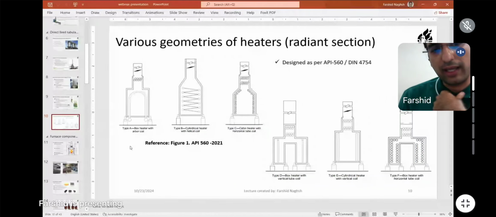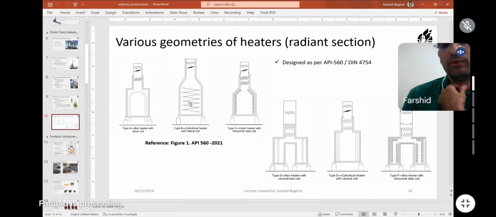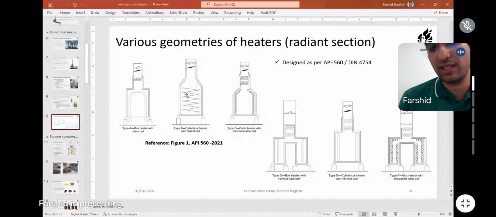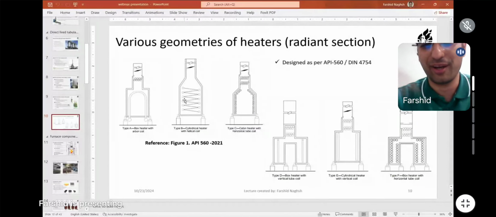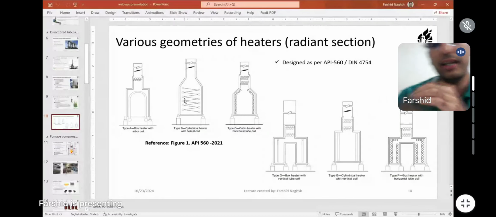Okay, we talked about type A, and type B is a cylindrical heater. Consider this part as a cylinder. This is a conical reducer, and the tubes are designed in helical form. They look like a helix, and so you see that the manufacturing cannot bear a very high diameter heater. The next one is the cabin heater.